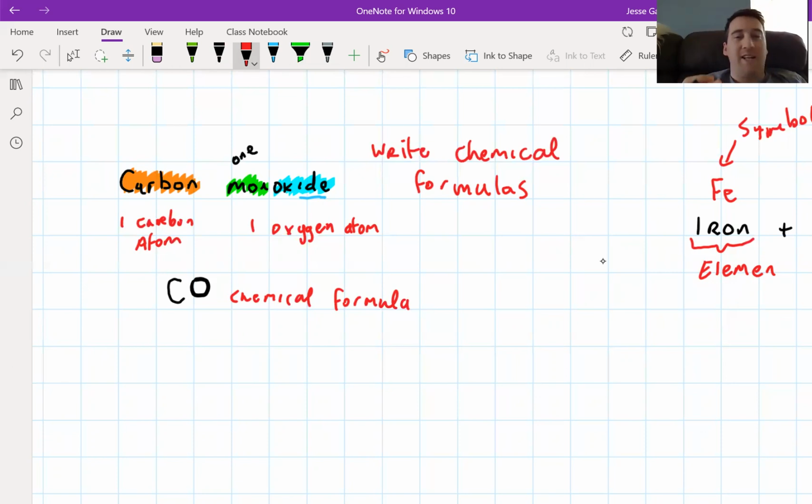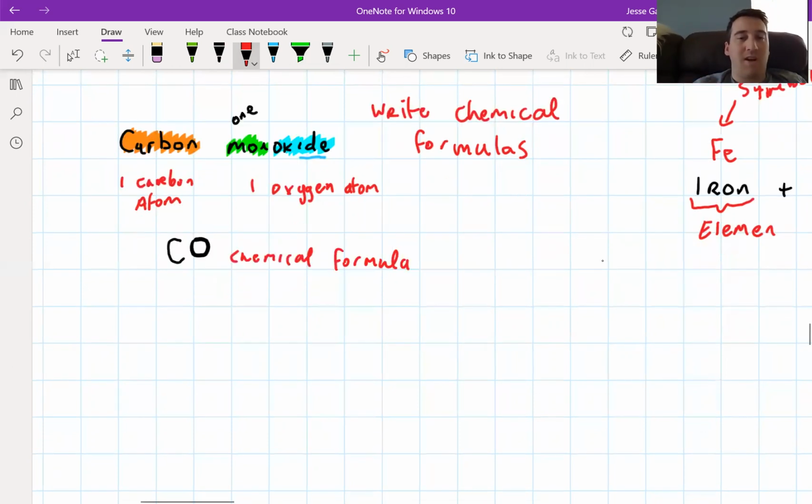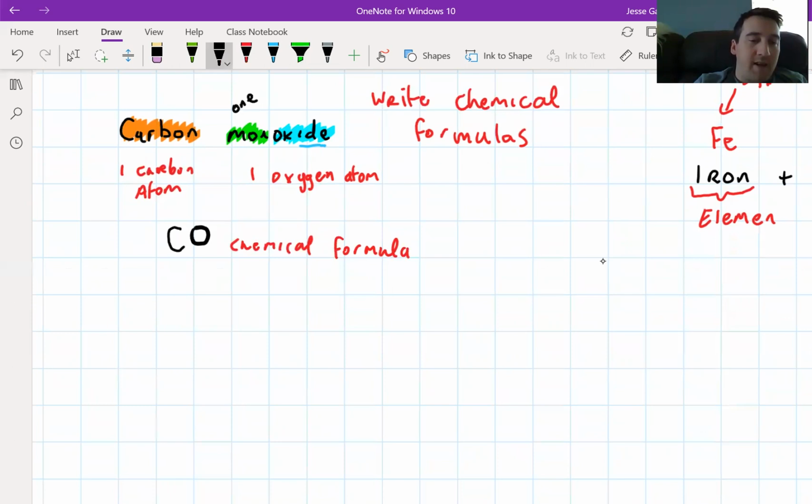Now, to really see what I'm getting at here, we're going to have to look at a second example. Let's take the example of a compound called carbon dioxide. This time we've got the same elements, carbon and oxygen. But the word here says di. Now, chemists use di to mean two. So what this really means, or what it reads as, is carbon two oxygens. So carbon attached to two oxygens.